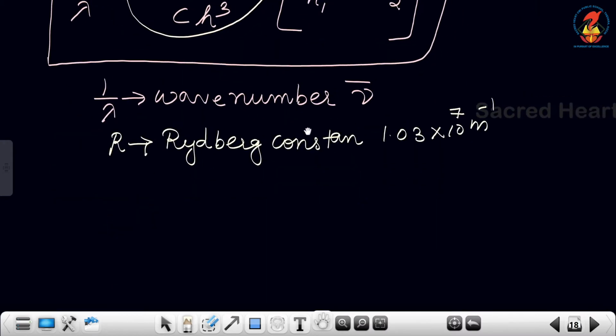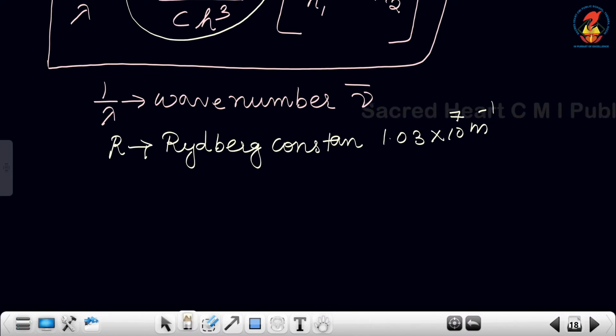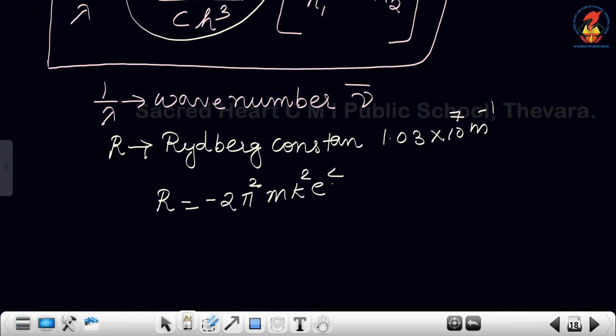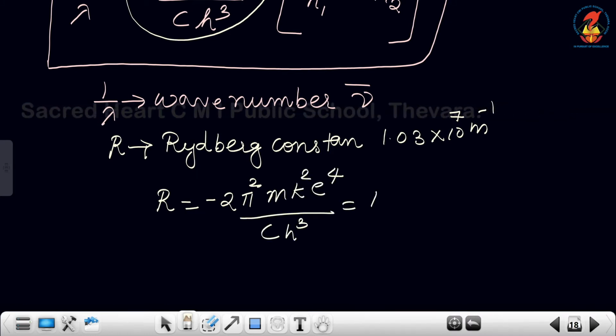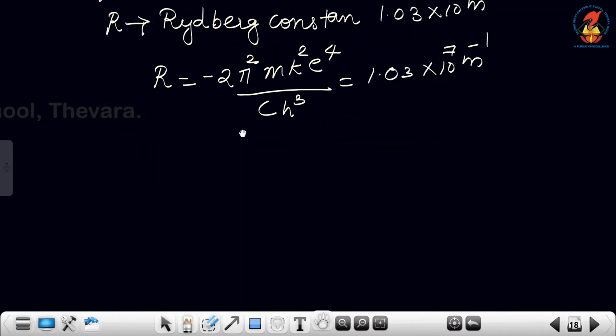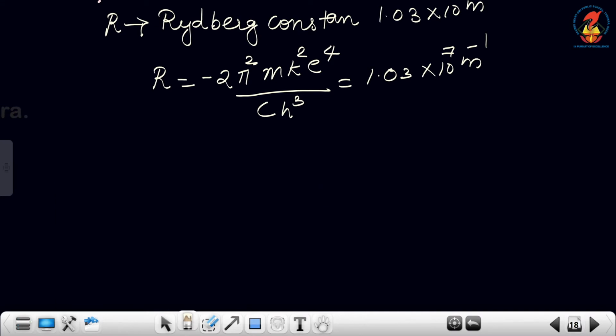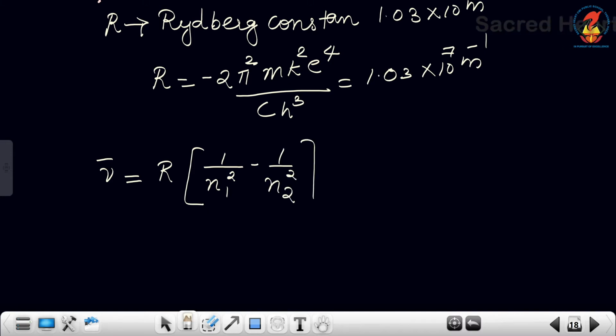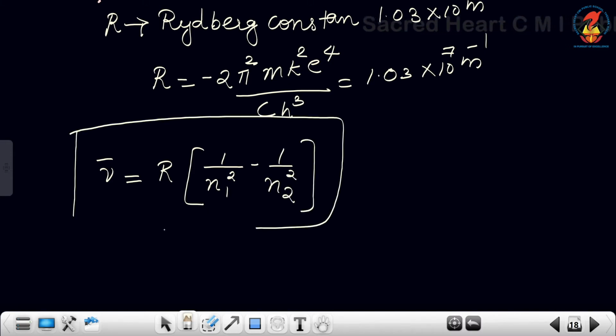So we can write this R is equal to 2 pi square mk square e raised to 4 divided by ch cube. The value is 1.03 into 10 raised to 7 meter raised to minus 1, known by the name Rydberg constant. So our final equation for the difference in energy, in terms of wave number, is nu bar is equal to R into 1 by n1 square minus 1 by n2 square. Using this equation, we can explain the formation of several spectral lines.